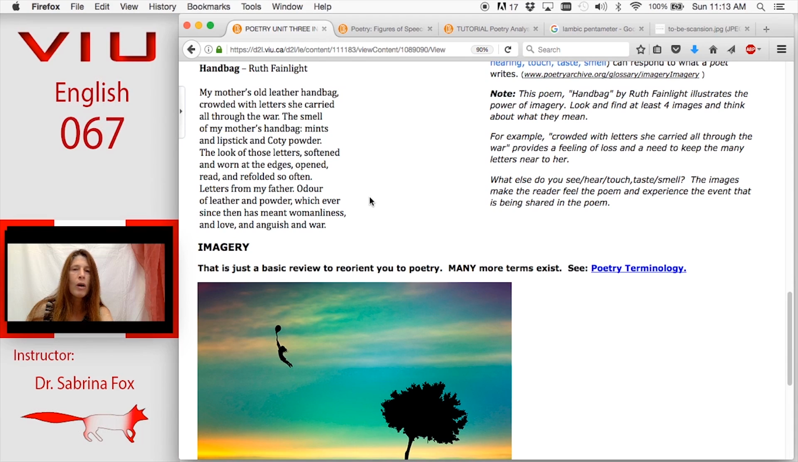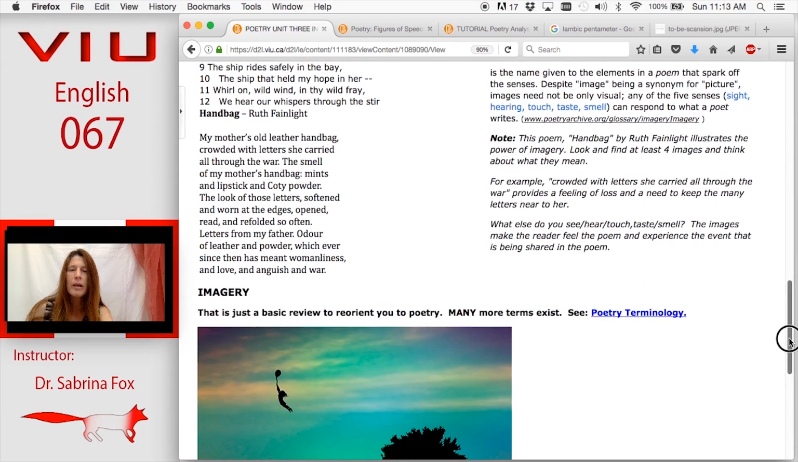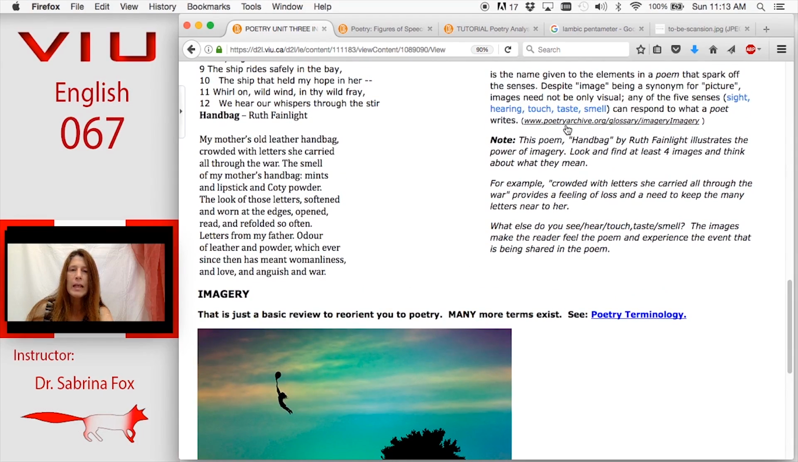and war. So when we talk about imagery, we want to understand that it's not just something that we see, but imagery is what appeals to all of our senses. So we can see it, we can hear it, we can touch it, we can taste it, we can smell it. Those might be the images that we see here.